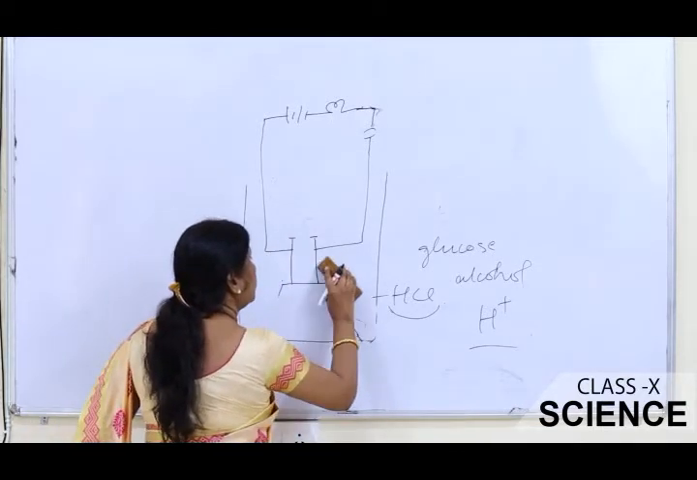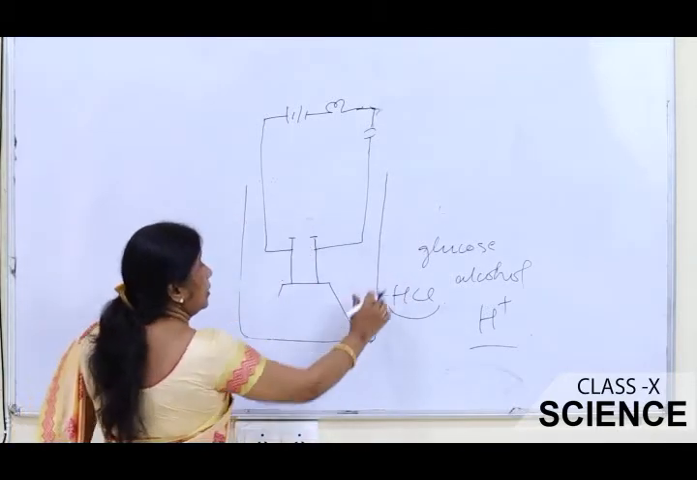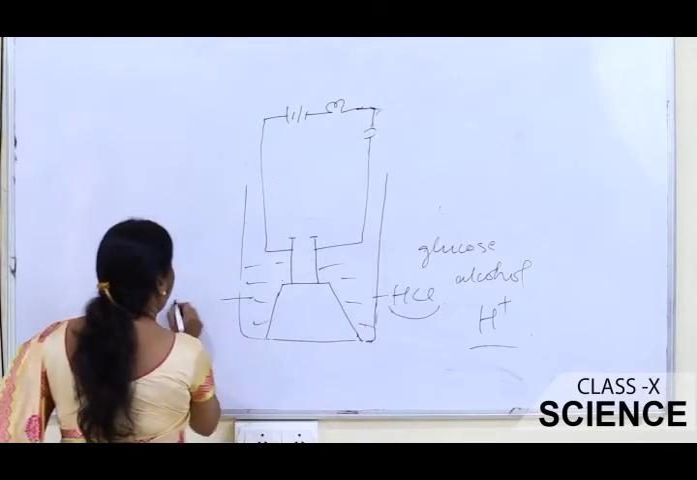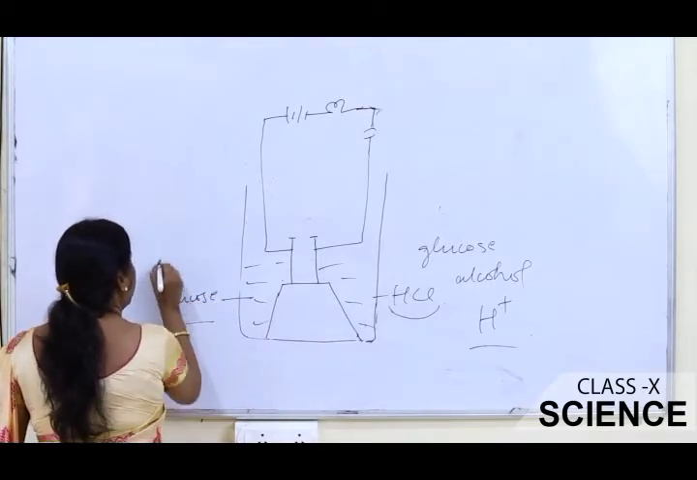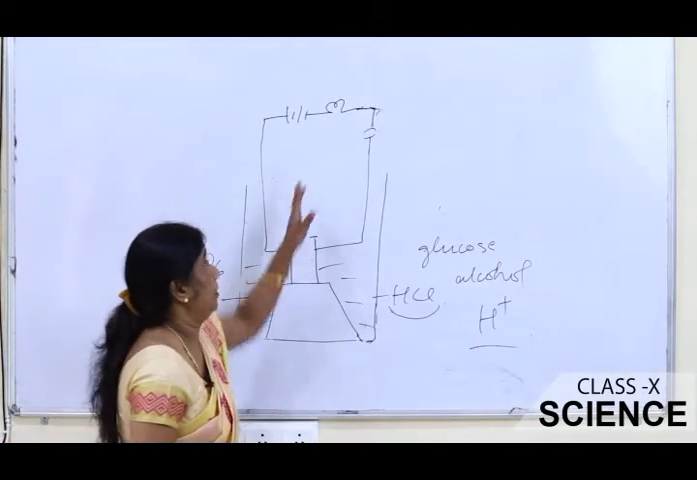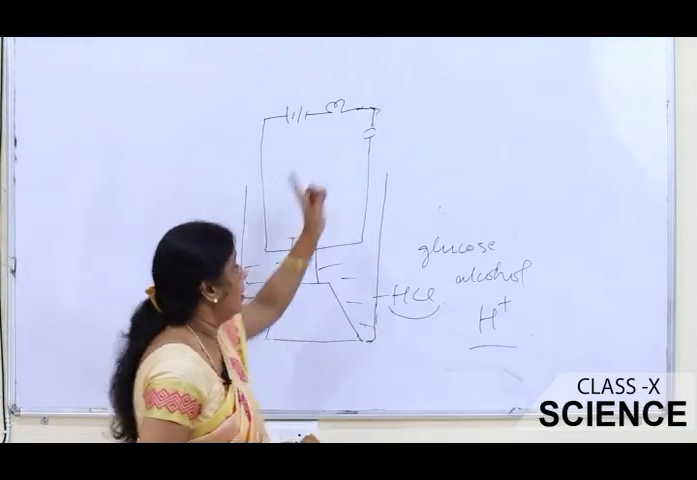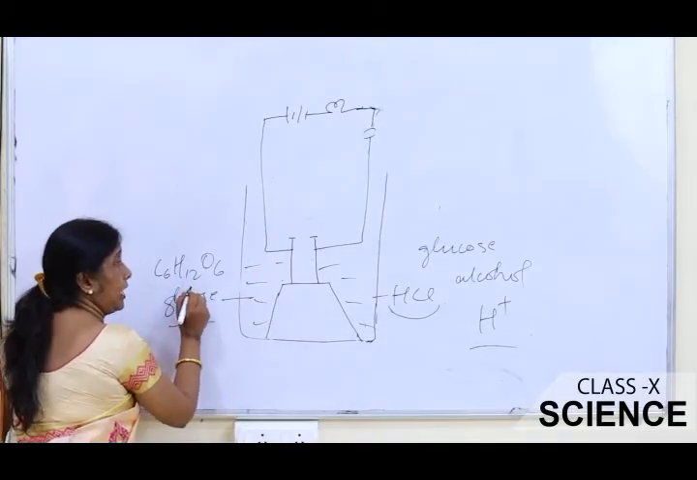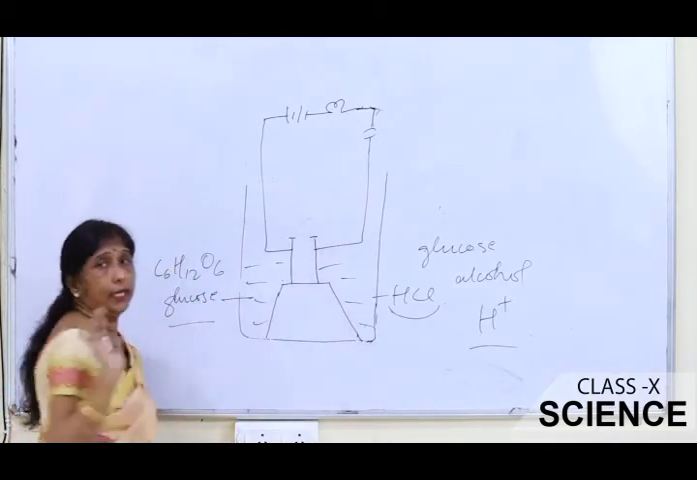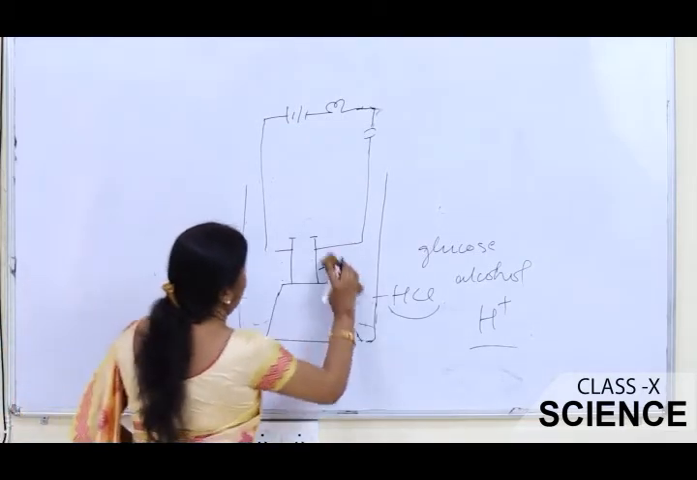See here, I am going to change the solution. Previously I had taken water mixed with HCl. Now I am going to take water and add glucose, C6H12O6, into it. Now let me check whether the bulb glows or not. If the bulb glows, it means it is a conducting solution. In this case the bulb will not glow because this glucose is not able to produce free H plus ion in this water. So this solution is not conducting electricity and the bulb will not glow. You can repeat the experiment with alcohol also.